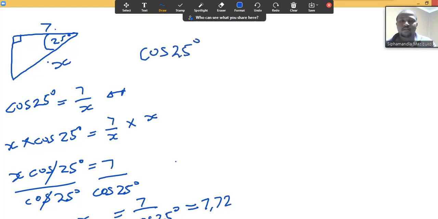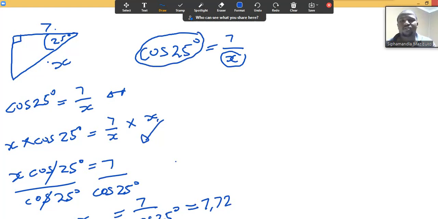But you see, to look at the simple and straightforward way, if you got something like cos 25 degrees is equal to 7 all over x, you can just swap these two. That is an easiest way. So the steps that we're doing here will always lead us to that. So you can just say x is equal to 7 all over cos 25 degrees. This will always be the case when it comes to fractions like this, you can just swap them, it will always give you the same thing.